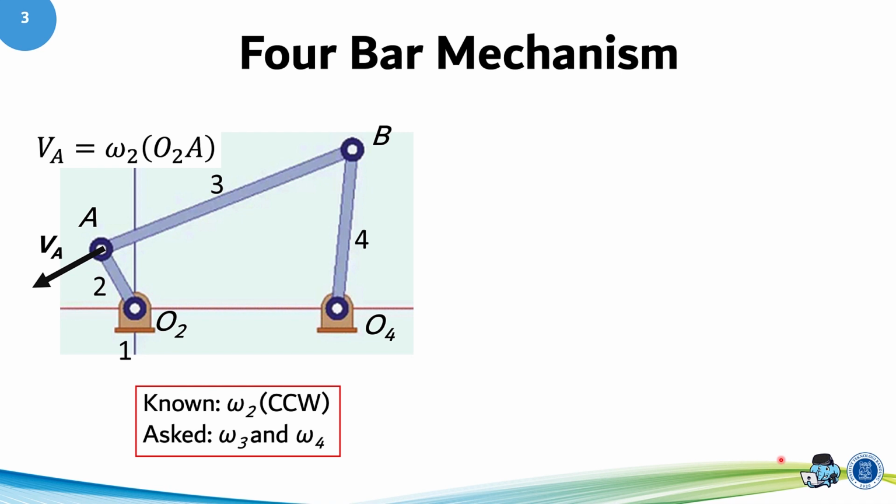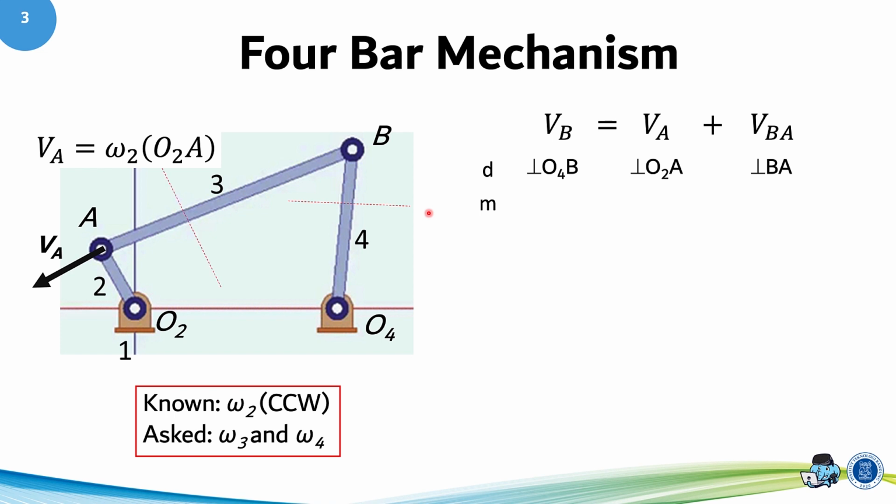Let's pay attention to the velocity equation. Here, D is the direction, M is the magnitude. The direction of VB is perpendicular to O4B, as you can see here. And VA is perpendicular to O2A, and VBA is perpendicular to the line AB, based on the first fundamental concept we learned in the previous segment.